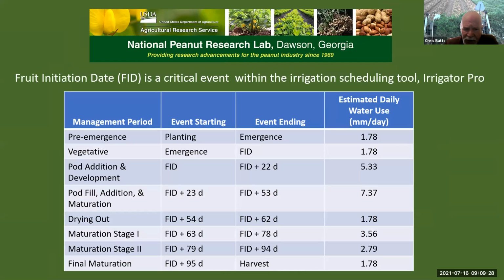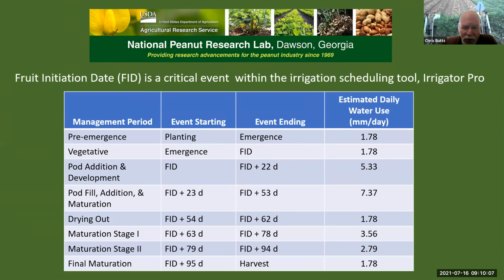To give you a little bit better picture of that, I broke it down into the growth stages that we use in Irrigator Pro. Basically you can see that we use about 1.8 millimeters per day as our estimate of daily water use up to the point of fruit initiation. Once we hit the fruit initiation date, daily water use estimates increase to about 5 millimeters per day, and then get into the pod fill and maturation, which jumps up to about 7 millimeters per day.